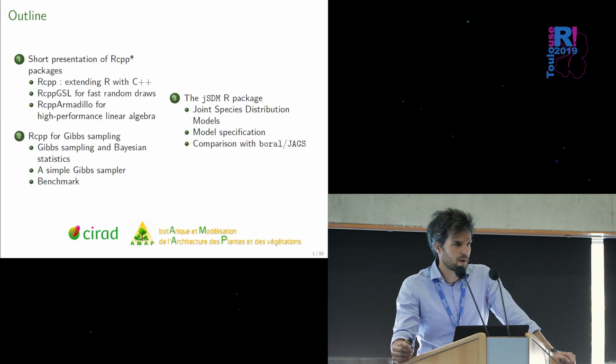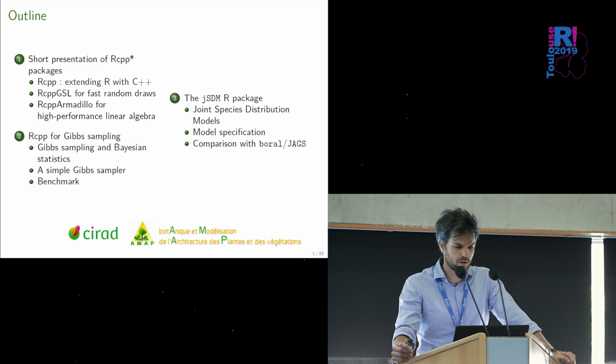So this is the outline of my presentation. I will first shortly present Rcpp and associated Rcpp packages. Then I will show you how it is possible to use these packages to run a small and simple Gibbs sampler. And the third point will be about using these packages in a real case example, and it will deal with joint species distribution models. I will explain later what it is about.